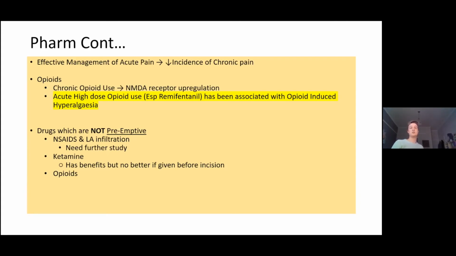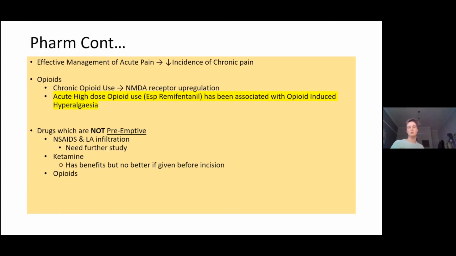And important drugs which are not preemptive, aka if you give them pre-op compared to post-op or intra-op, it's no different. So non-steroidals, you know, giving someone some Nurofen before their surgery is no better than giving it to them afterwards. Ketamine, in fact, if you start somebody on a ketamine infusion before you put them off to sleep and then they have their laparotomy, current evidence does not suggest any difference compared to if you start it intraoperatively or post-operatively. And opioids as well.